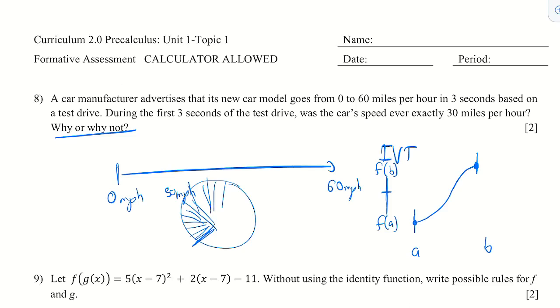It will always hit a value that is in between f of A and f of B. And that will also yield some type of C value. Now that might be kind of confusing, but in terms of a driving test, we will always end up hitting all the miles per hour before we actually hit 60. We'll hit 2, 3, 4, 5, 6. Might not be for very long, but we always hit it.